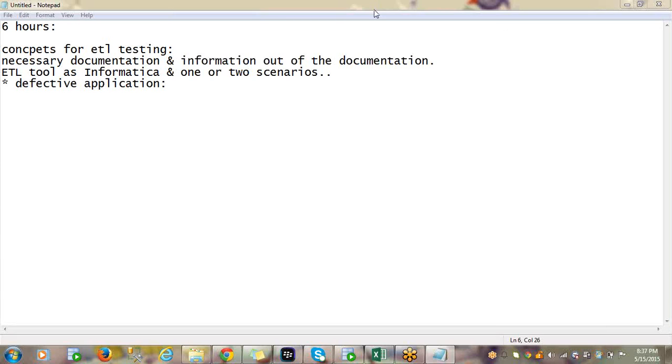I'll be showing you that. Based on the different documentation, I mean to say, based on the mapping document, we write the test cases. How do we develop the test cases and all, we are going to cover that also. We are going to cover the scenario as well.